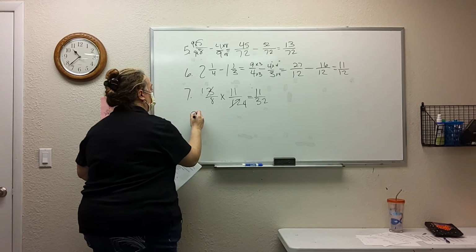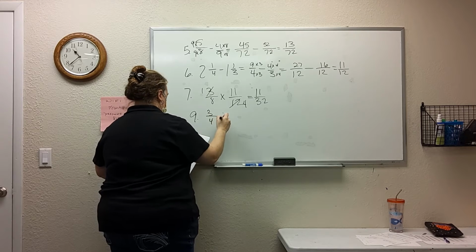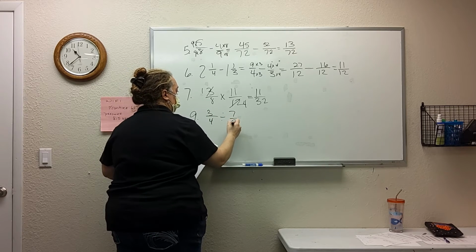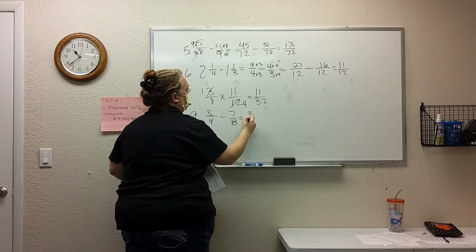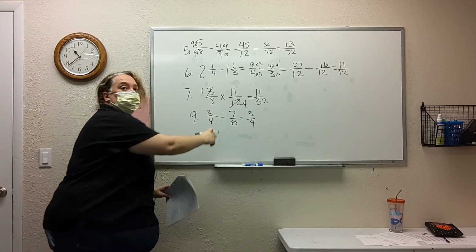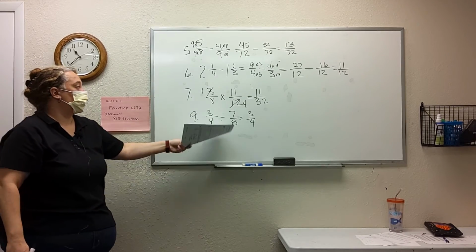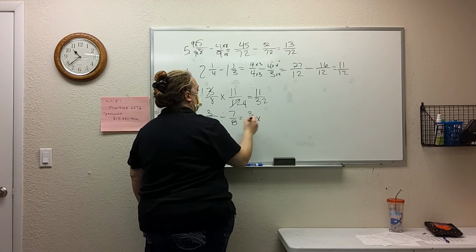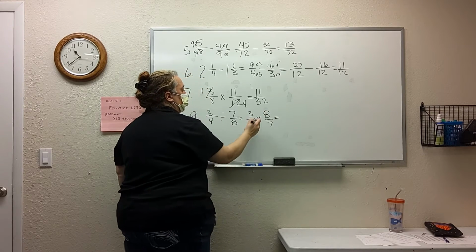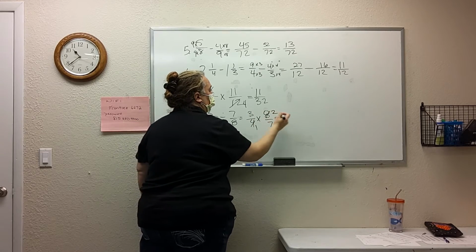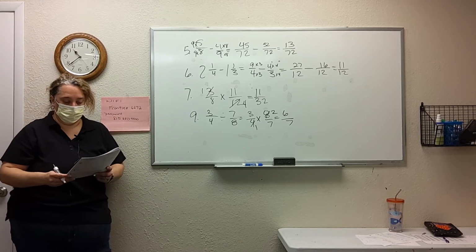Number 9. You got 3/4 divided by 7/8. Okay, so 3/4 divided by 7/8. This is division. So division is your keep, change, flip situation. You keep the first fraction, you're going to change to multiplication and flip the second guy over. And again, cancel on those diagonals. 3 times 2 is 6, 1 times 7 is 7, and you're done. Okay?